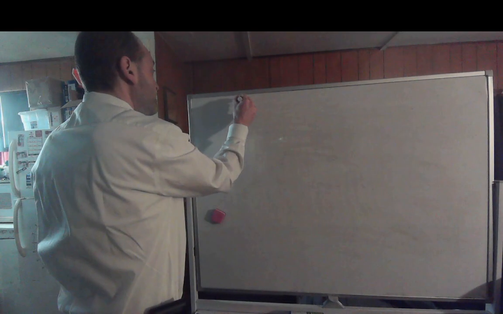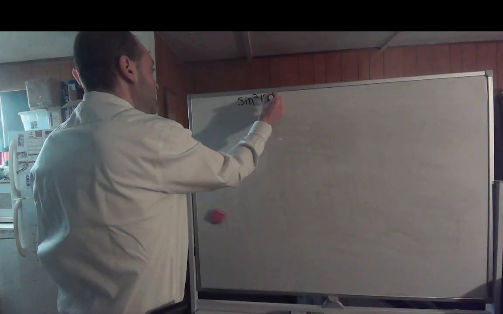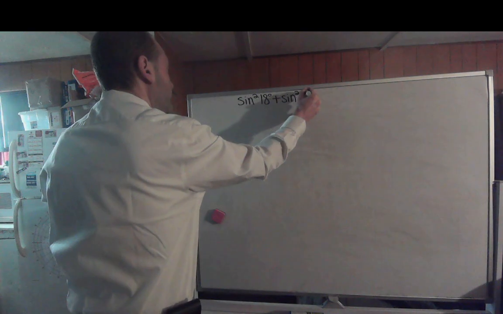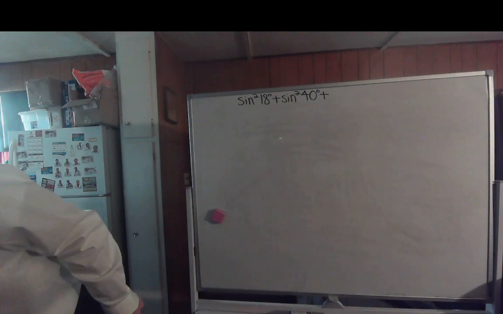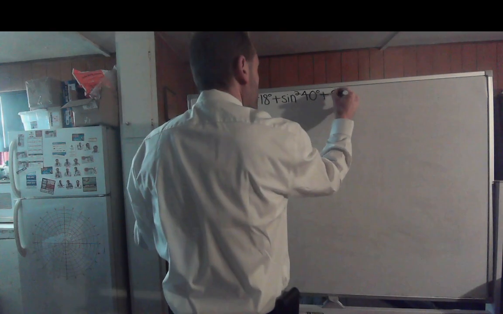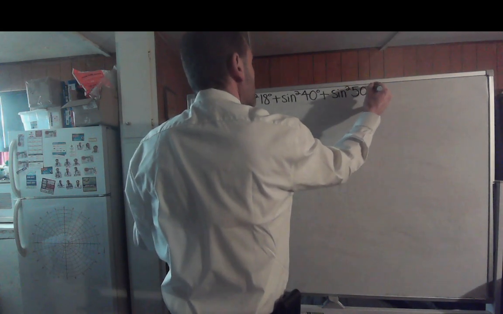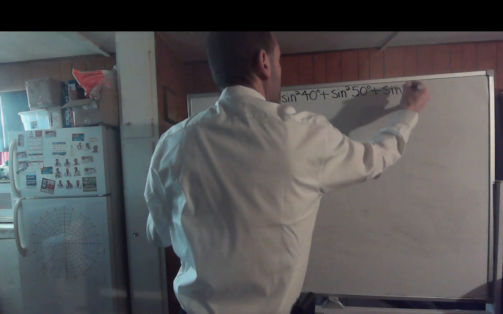One more of these. Alright, so we have the sine squared of 18 degrees plus the sine squared of 40 degrees plus the sine squared of 50 degrees plus the sine squared of 72 degrees.